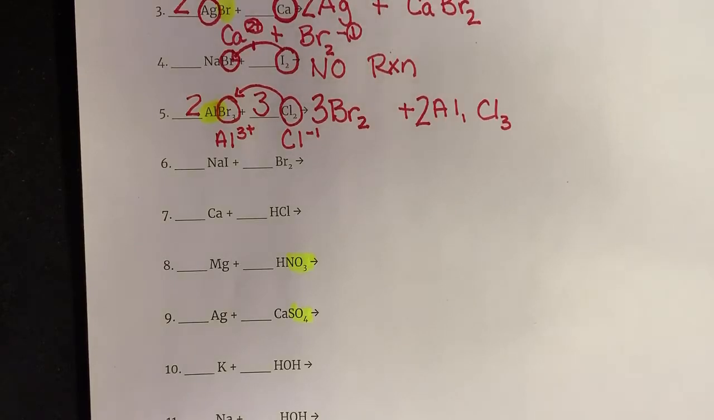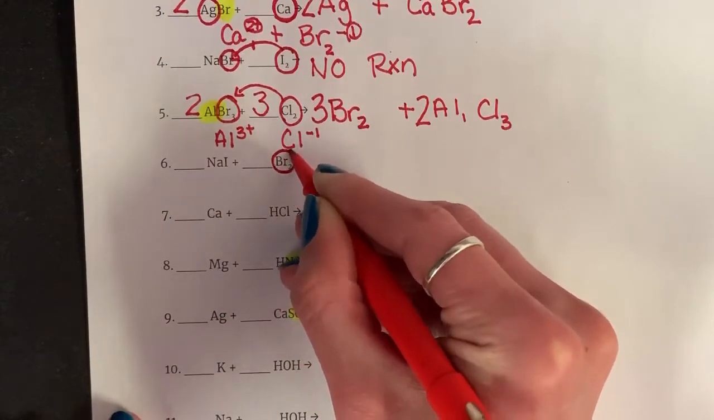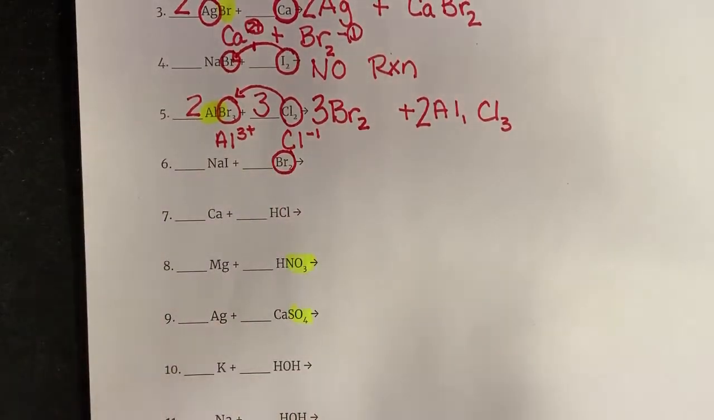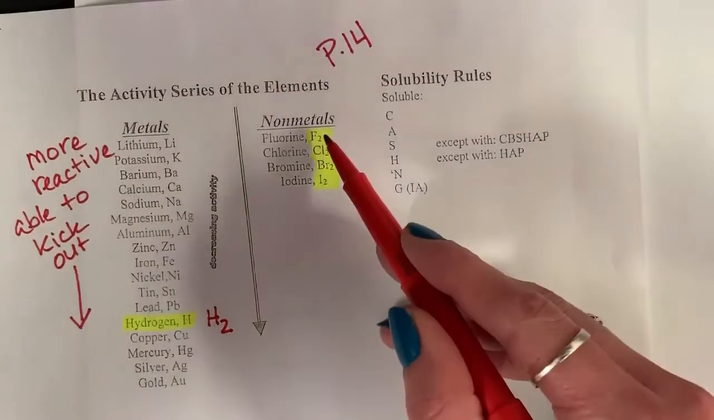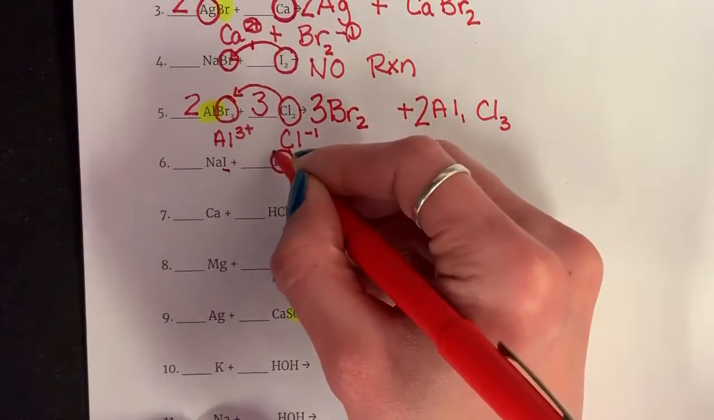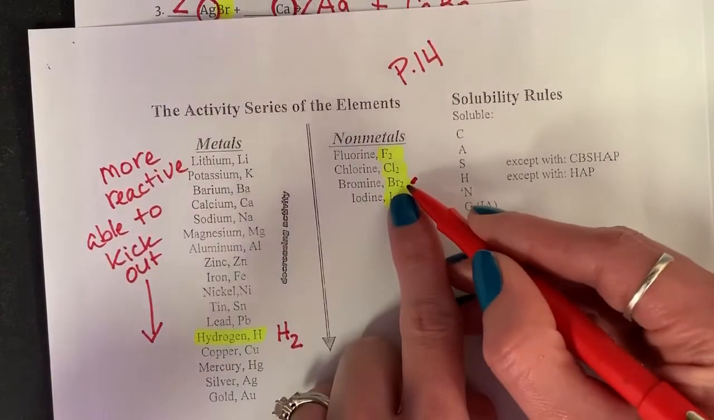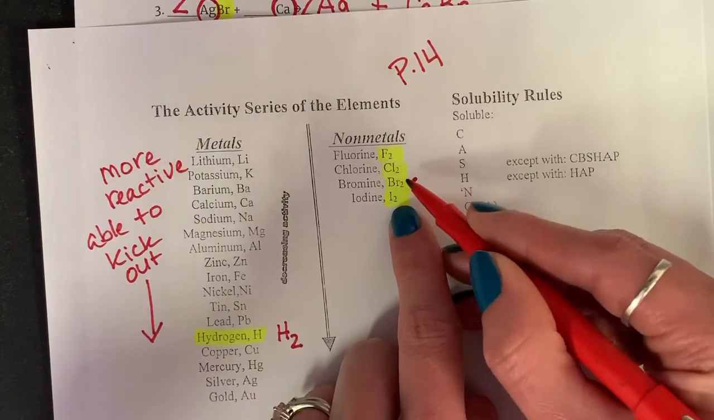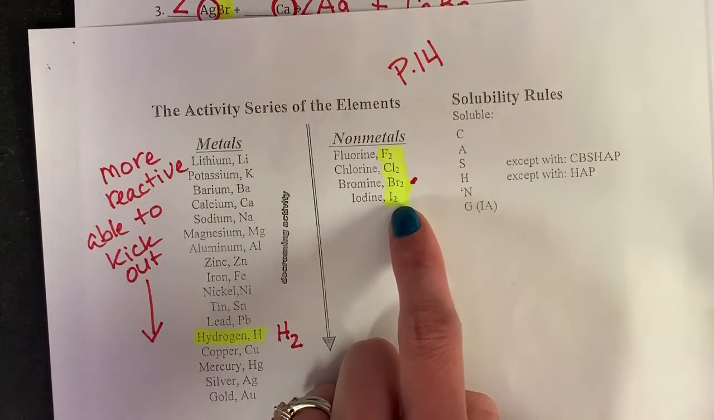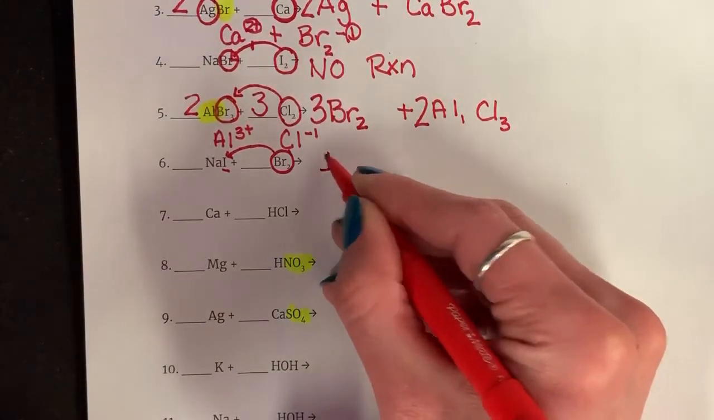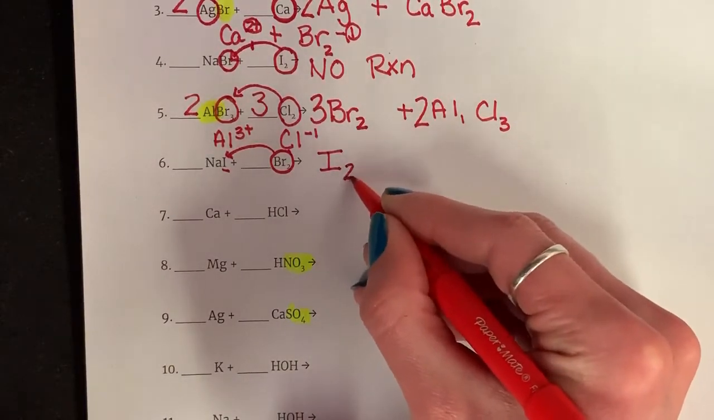So what you should have seen in number 6, Br is the element by himself. Br is a nonmetal. So if I look at my list, Br is going to try to kick out one of these. So he's going to try to kick out I. Because Br is higher than I, he's able to kick him out. We should see a reaction. Remember, when I gets kicked out though, he is not just I, he is I2.